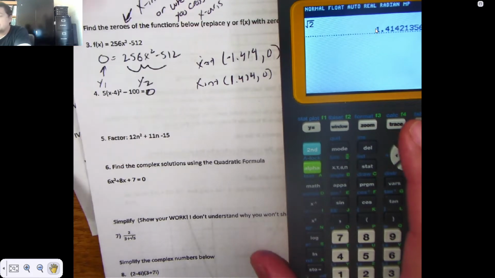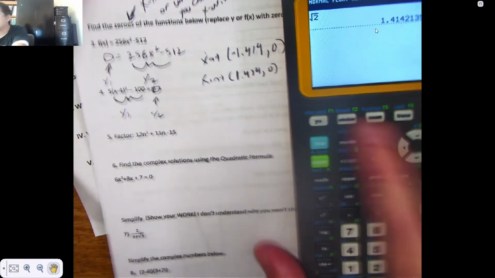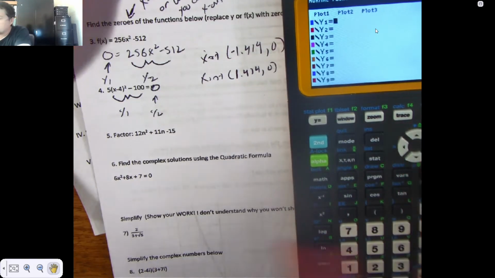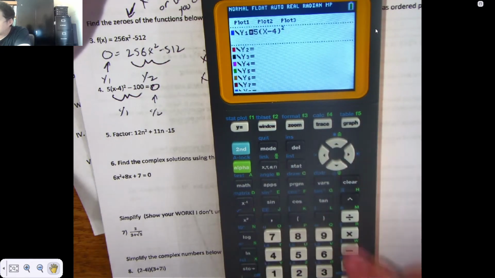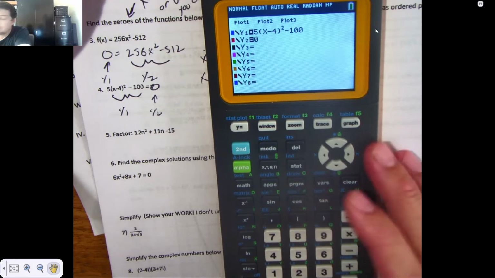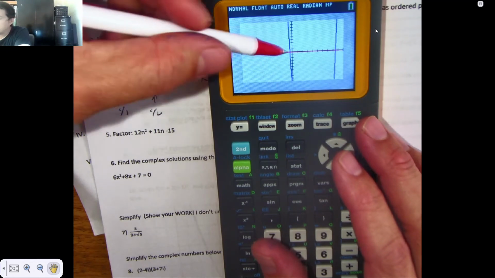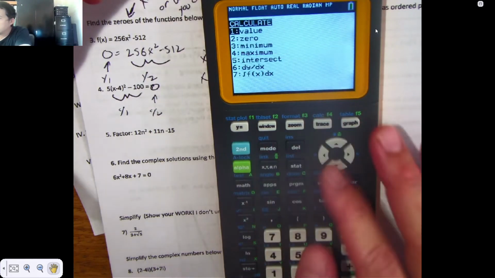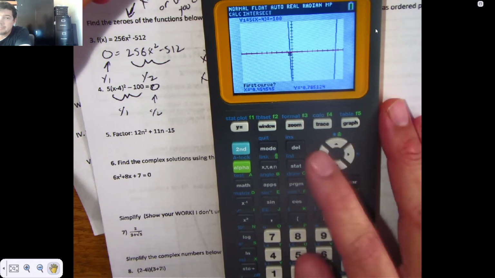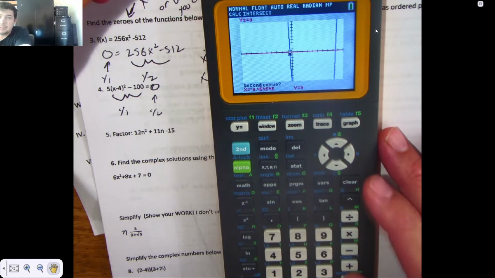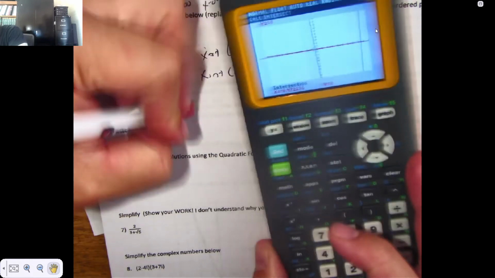All right, next up, this one. So this will become my y1, and this will become my y2. 5 parentheses x minus 4 all squared minus 100, and a 0 in y2. Zoom 6, I just kind of shorthanded the graph. And the intersections are right there on the screen. Second trace 5 for intersect. Whoop, you got to pay attention to the cursor. I'm finding it by pressing these left and right buttons. Enter, enter, enter. There's an intersection. It is at negative 0.470.